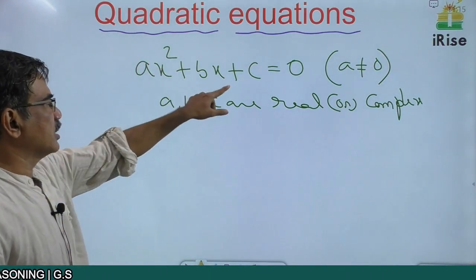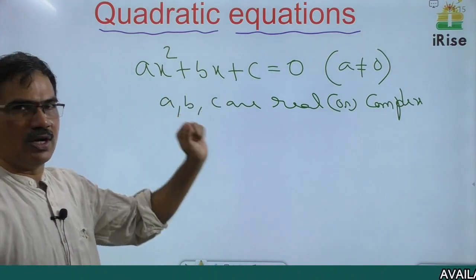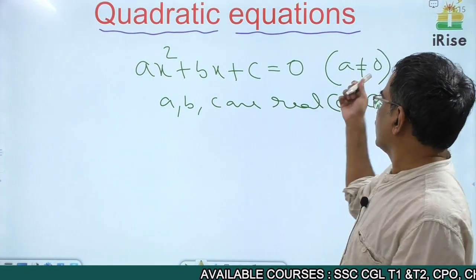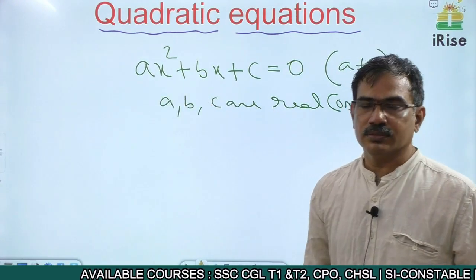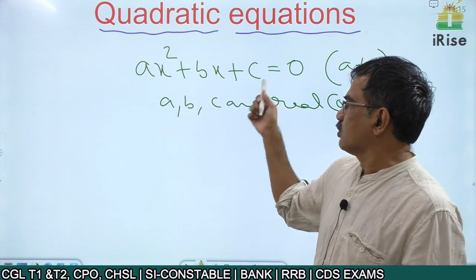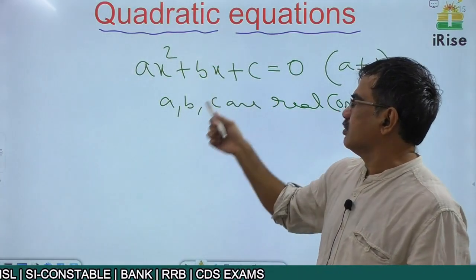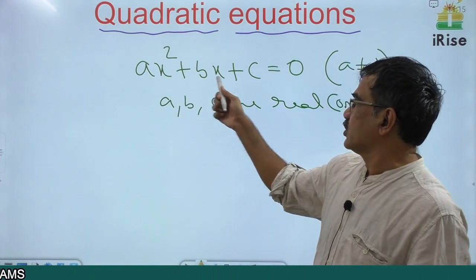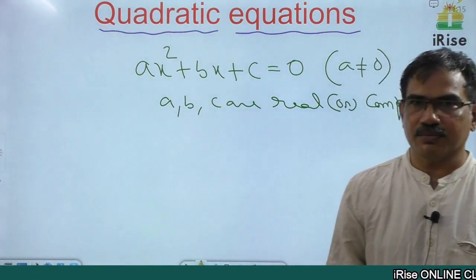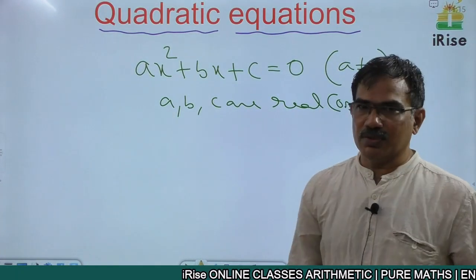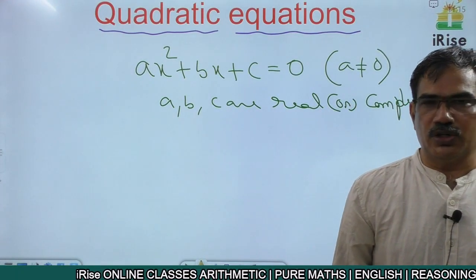Any equation of the form ax square plus bx plus c is equal to 0 where a not equal to 0. If a is equal to 0, it becomes a linear equation. So this is a quadratic equation where a, b, c are the coefficients. A is the coefficient of x square, b is the coefficient of x, and c is the constant. A, b, c are either real numbers or complex numbers.